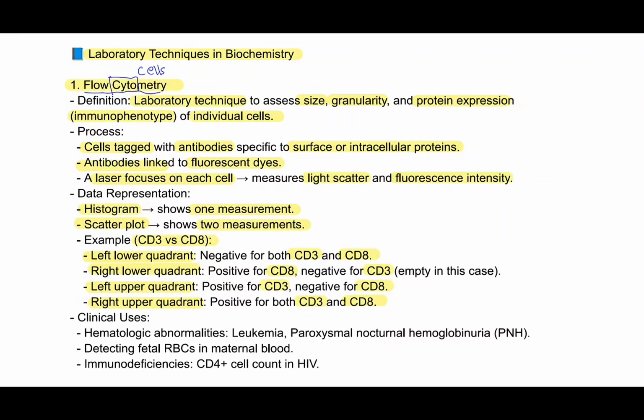Clinical uses of flow cytometry: hematologic abnormalities, leukemia and paroxysmal nocturnal hemoglobinuria or PNH, immunodeficiencies, CD4 positive cell count in HIV. So these are clinical uses of flow cytometry. It is also used for detecting fetal RBCs in the maternal blood.